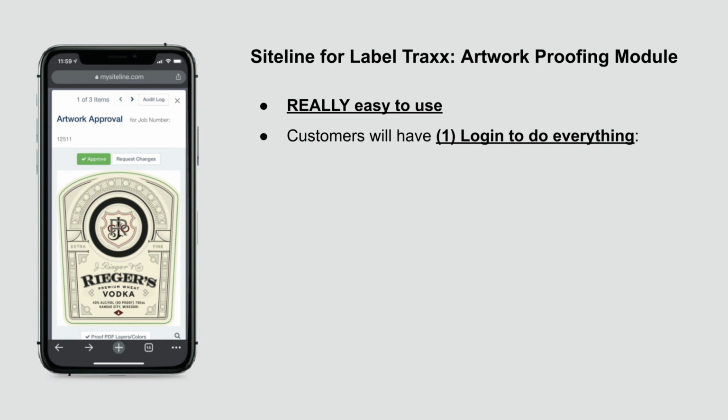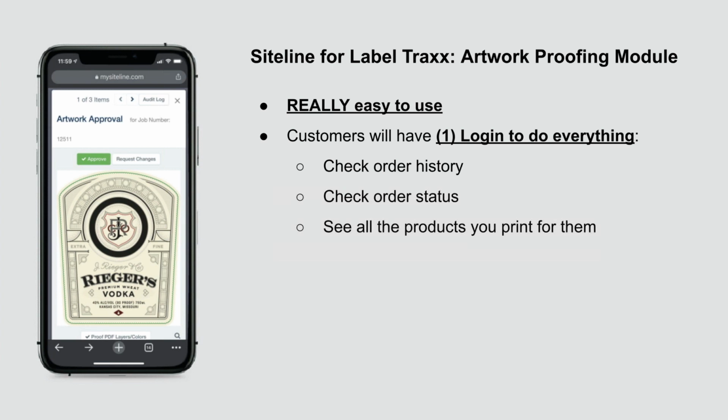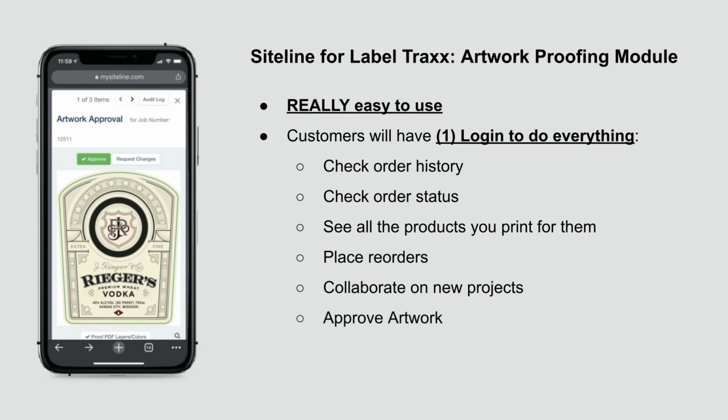So they'll log into Siteline for Label Traxx, they can check order history, they can check order status, they can see all the products that you print for them, they can place reorders, they can collaborate on new projects. Those have all been in Siteline for Label Traxx for years, and now they can approve artwork.